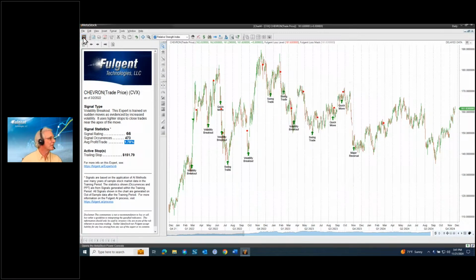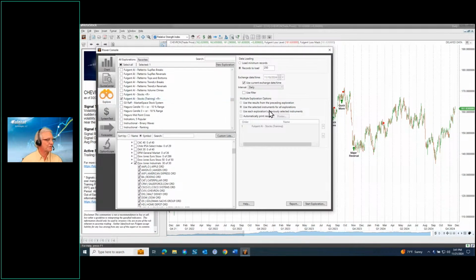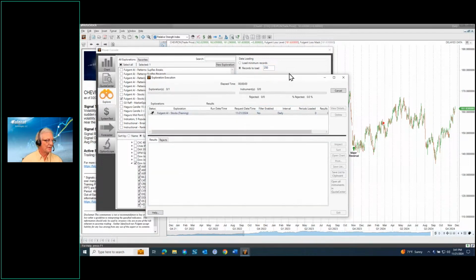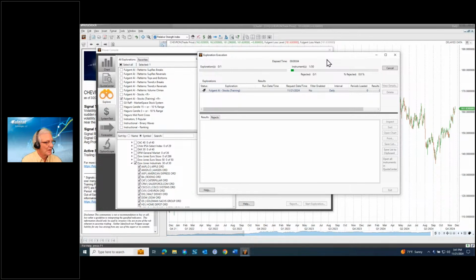I don't think I need to. I'm going to try it. All right, so go back in here. There's my Fulgent AI Stocks training. I only need to load about 250 records, and now I say okay, start. What it's doing right now is running all stocks in the Dow 30 through the AI engine. It's measuring all the indicators that are in there and providing them to the AI engine for training, and that's what we're going to look at. Right now it's just collecting the data, all the indicators, probably 300 or so roughly in there.